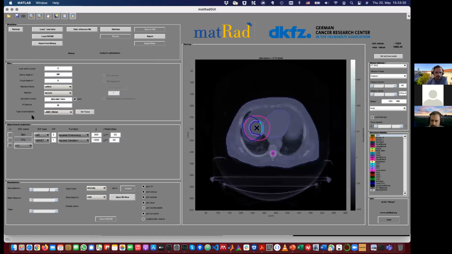And in my PTV, I changed the prescription again to 60 gray and will then run an optimization.